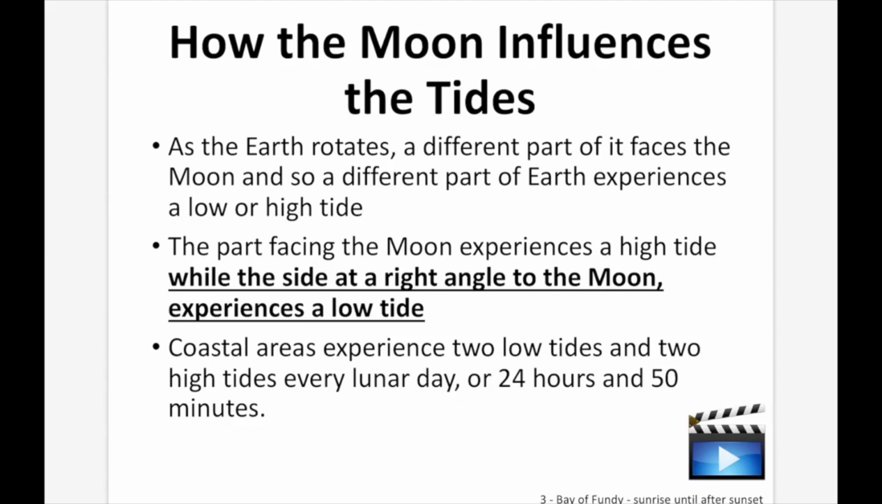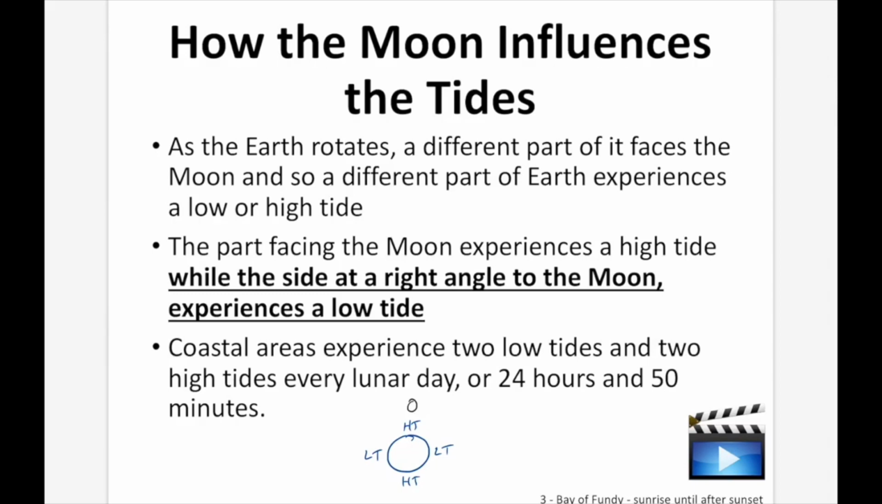So if we had an Earth here and a Moon here, this would be our high tide here, and this would be a low tide. This would be a high tide, and this would be a low tide. Coastal areas experience 2 low tides and 2 high tides every lunar day, or every 24 hours and 50 minutes.